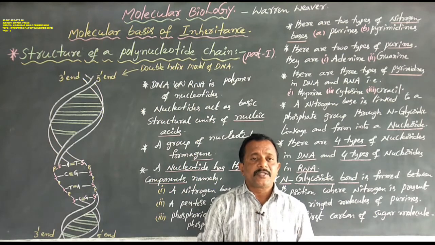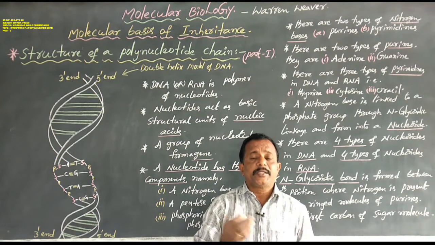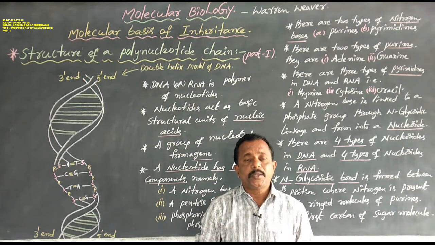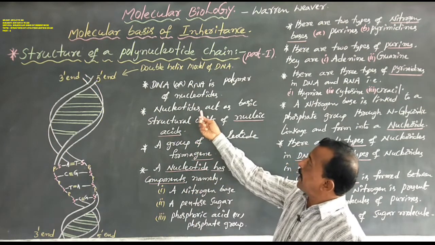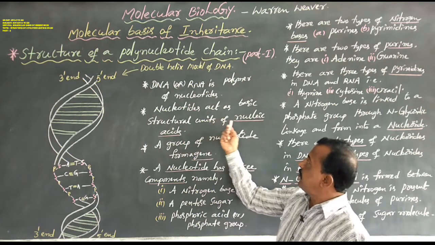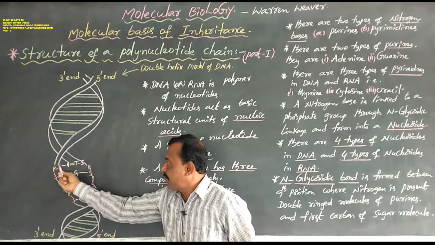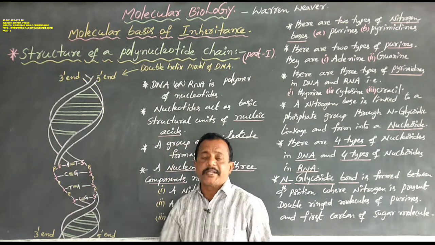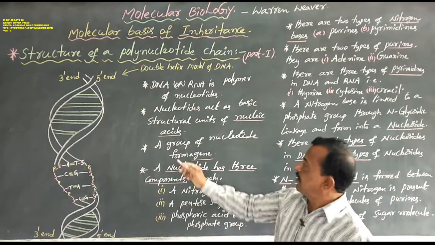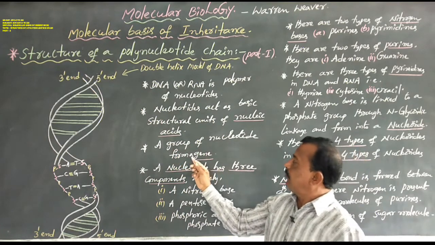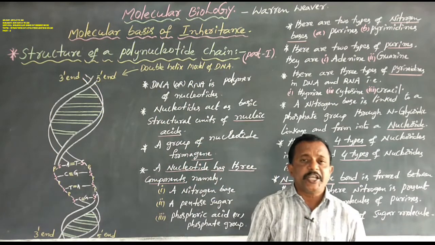These are made up of several thousands of nucleotides. Many nucleotides are present in the DNA molecule and RNA molecule. Next one here, nucleotides act as basic structural units of nucleic acids. Next coming to a group of nucleotides form a gene.